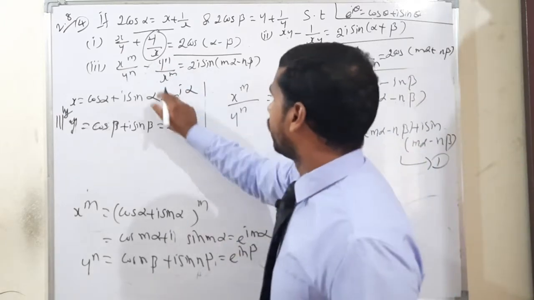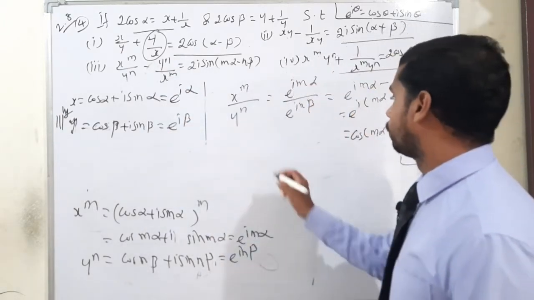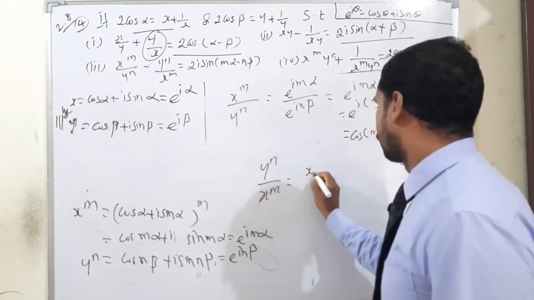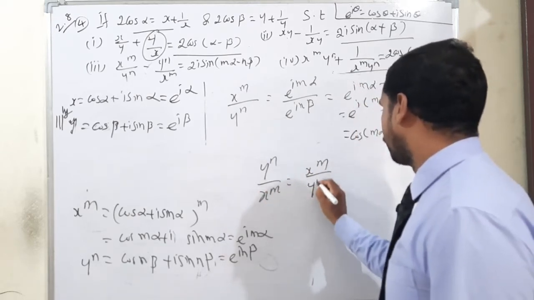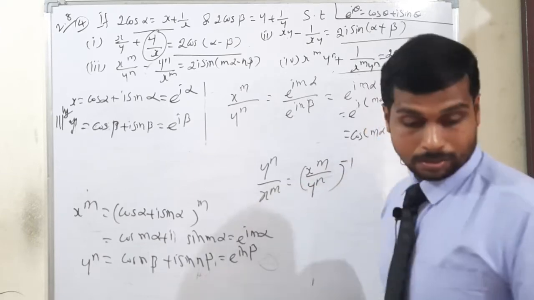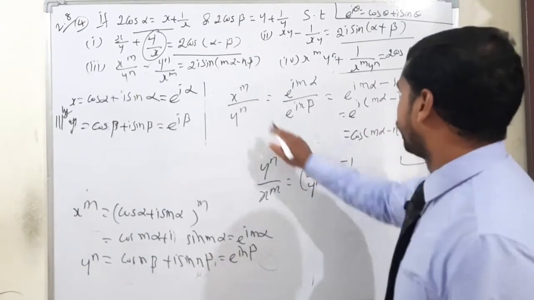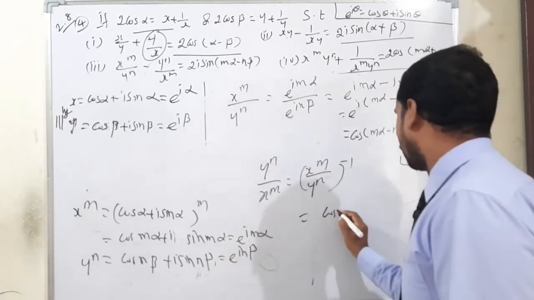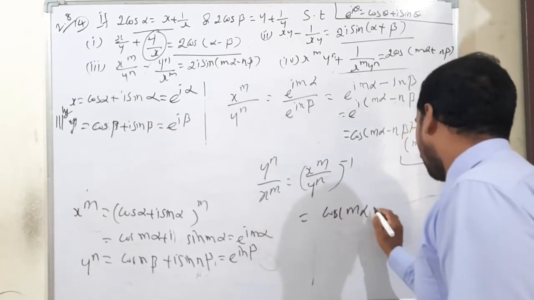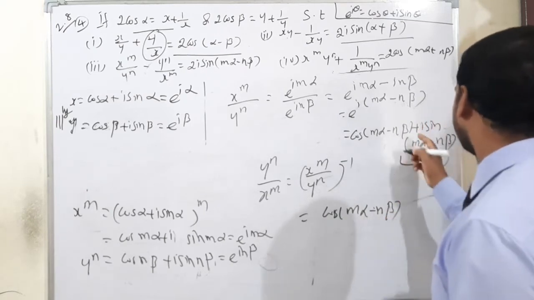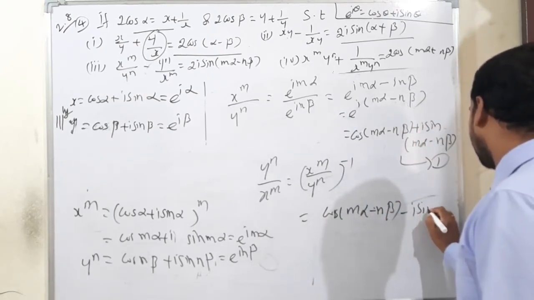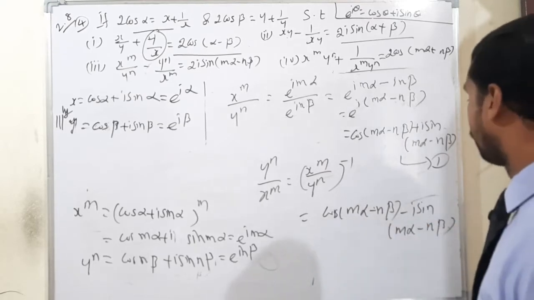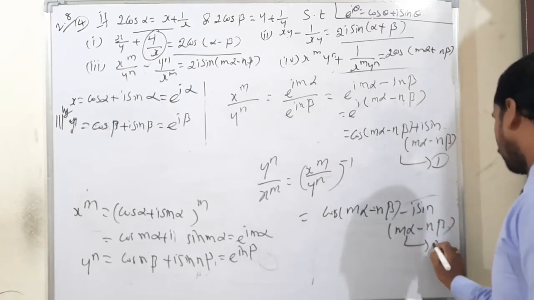Second term: y^n divided by x^m. That is the reciprocal of x^m divided by y^n. Already we know x^m divided by y^n is cos(m alpha - n beta) + i sin(m alpha - n beta), so instead of plus we can write minus: cos(m alpha - n beta) - i sin(m alpha - n beta). Now this is considered as equation number 2.